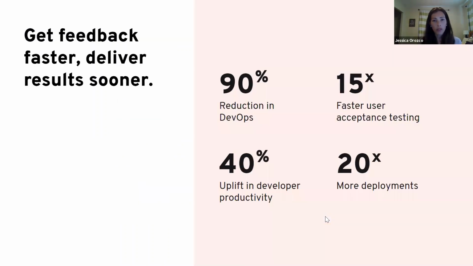And these are some of the results that we see our customers have with using Platform.sh. For one, they reduced their DevOps dependency by 90%. They have 15 times faster user acceptance testing. They have a 40% uplift in productivity, because again, a big portion of a developer's life is figuring out infrastructure, so they don't have to do that anymore. And that also results in more deployments. So we usually see a factor of 20 times or more deployments than usual when moving to Platform.sh.